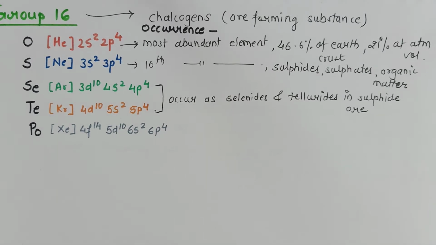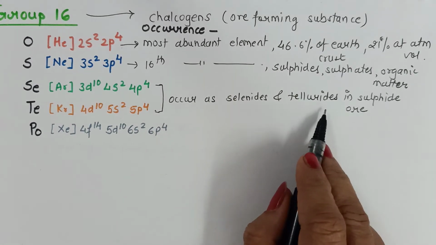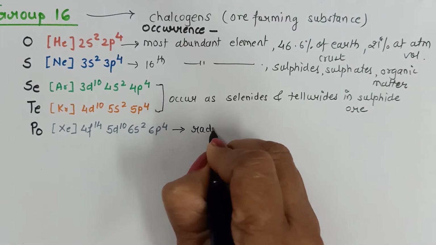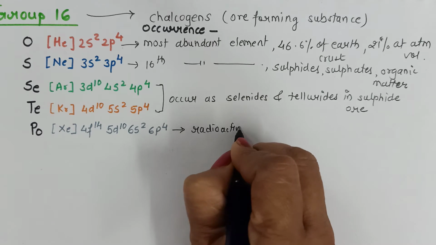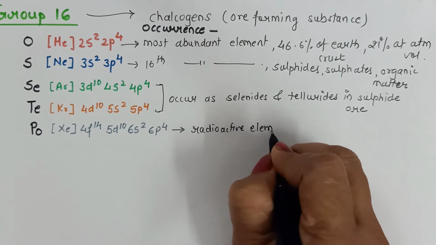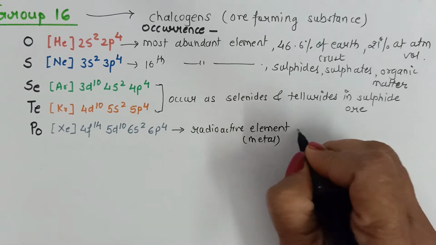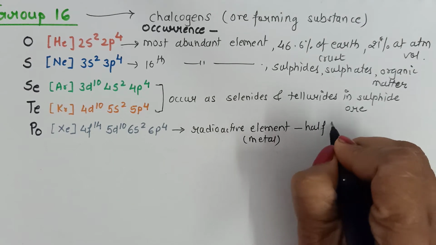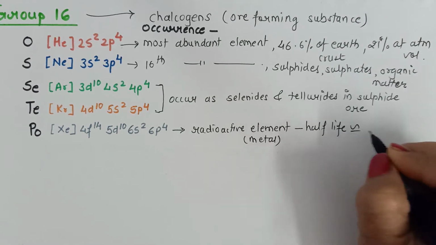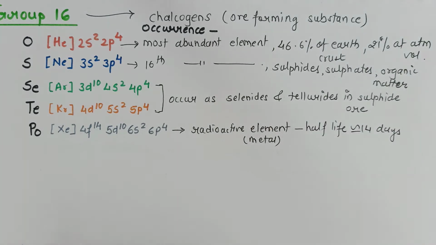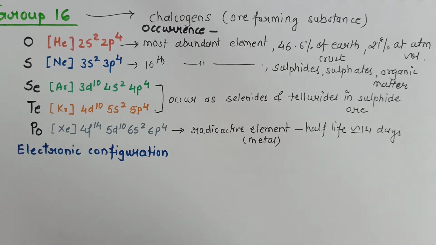Selenium and tellurium exist as selenides or tellurides in their sulfide ore. Polonium is a radioactive element. It is actually a metal, and its half-life is approximately 14 days. That means within 14 days it will decay exactly half of its concentration.